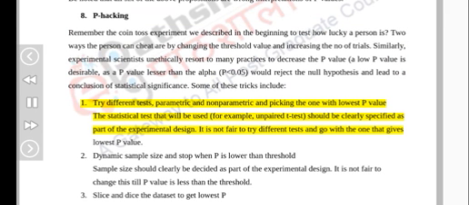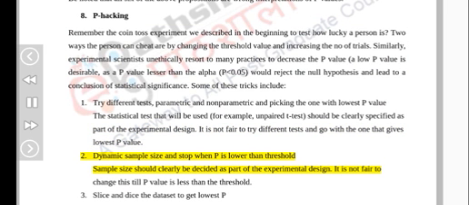For example, the unpaired t-test should be clearly specified as part of the experimental design. It is not fair to try different tests and go with the one that gives the lowest p-value. Second, dynamic sample size and stopping when p is lower than the threshold. Sample size should clearly be decided as part of the experimental design. It is not fair to change this till the p-value is less than the threshold.